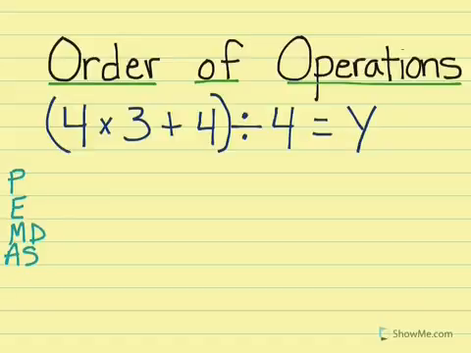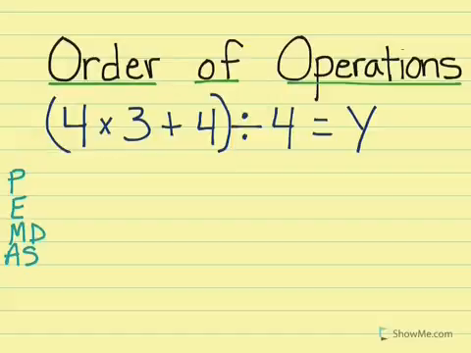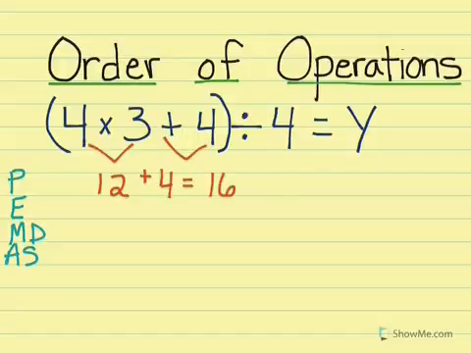So the first thing I noticed is parentheses. So I'm going to look at the parentheses first. Inside the parentheses, I have multiplication and I have addition. So I know from the order of operations, I'm going to want to do the multiplication before I add. So I'm going to take 4 times 3, which is 12, plus 4. If I add those, I get 16.